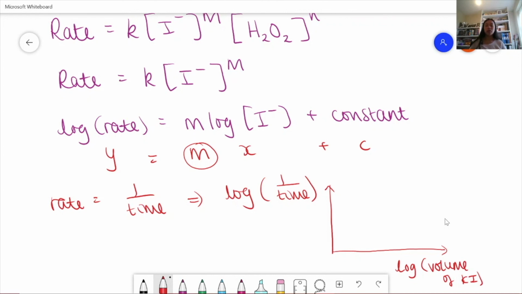So the actual rate equation is rate equals k multiplied by the concentration of I- to the power of 1. So we should get a straight line graph.